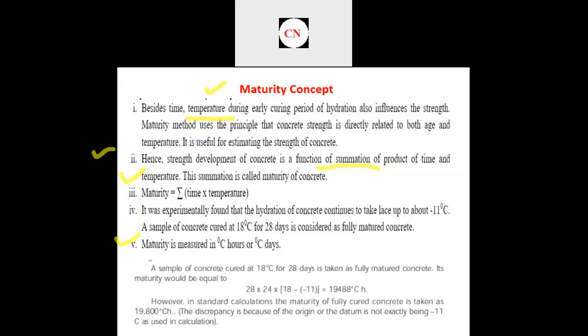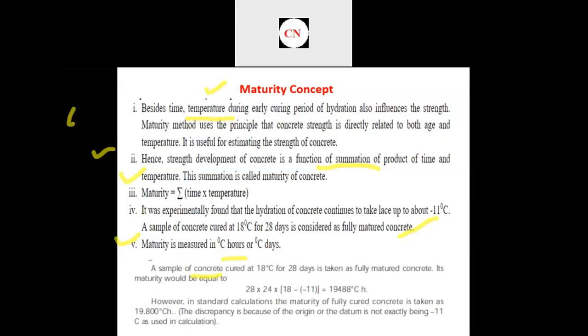From the several studies made in the field of concrete technology, researchers have concluded that the concrete continues its hydration down to a temperature of minus 11 degrees centigrade. So minus 11 degrees centigrade is taken as a benchmark to calculate maturity in our calculation. Usually maturity is measured in terms of degree centigrade hours or degree centigrade days.